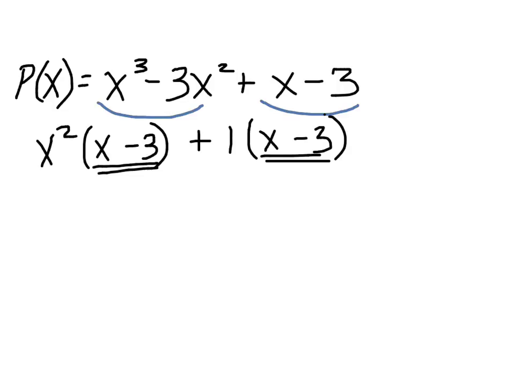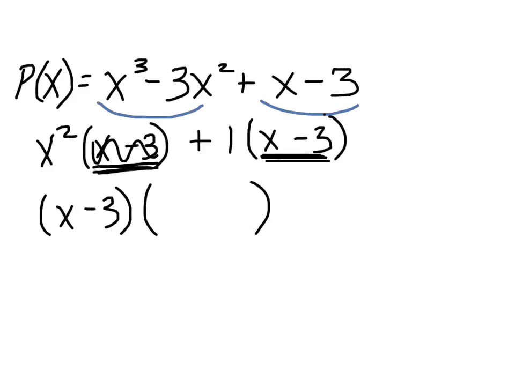As long as they match, then I write it down once, because what I'm doing is taking this whole group, the x minus 3, out of both parts. And then in another set of parentheses, I write down what's left over. Well, if I take the x minus 3 out, I get x squared plus 1. Now, that's a complete factorization, because you cannot go any further with that. X squared plus 1 does not go any further.